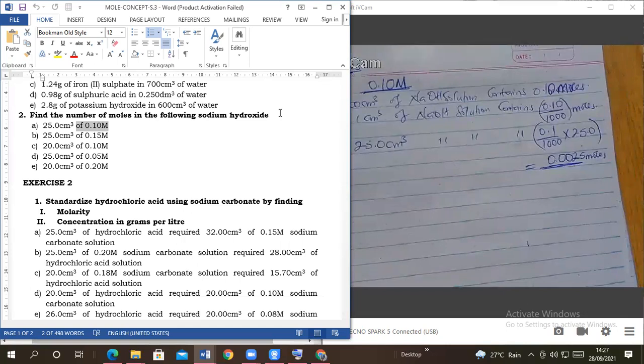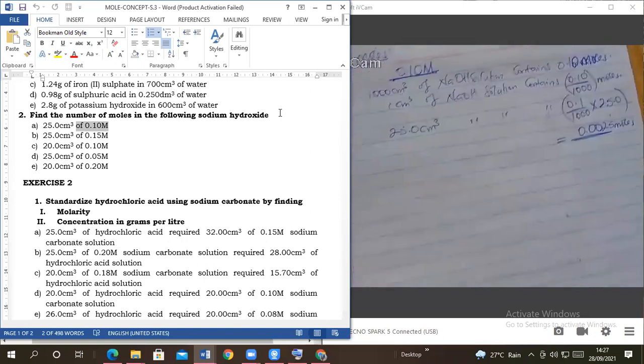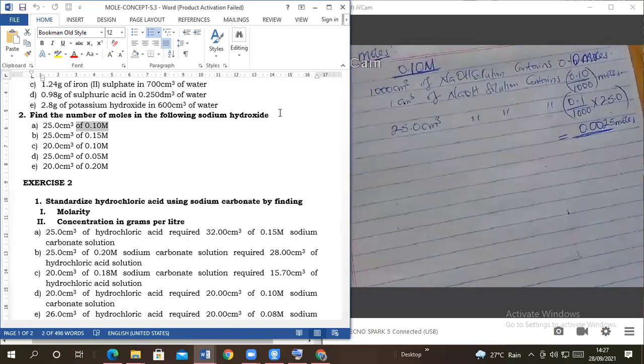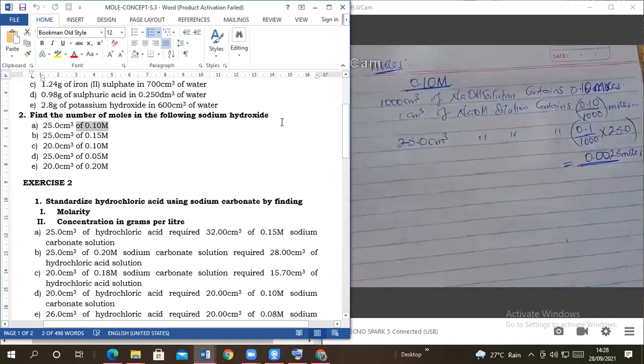Okay, what is the answer to B part? First calculate B. Number of moles of sodium hydroxide in 25 of 0.15 molar.